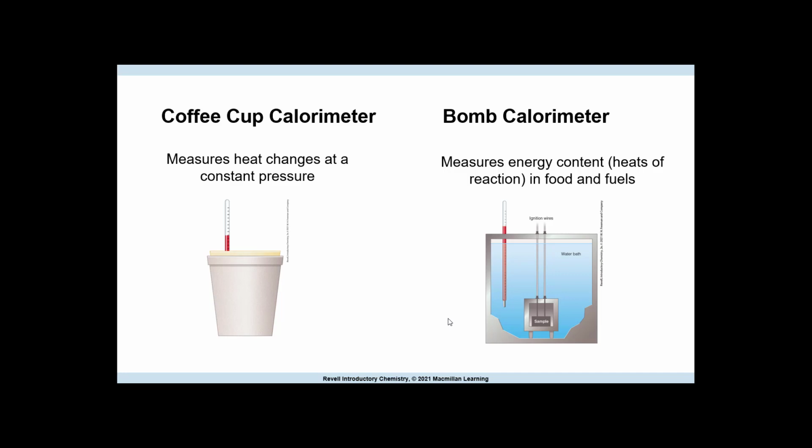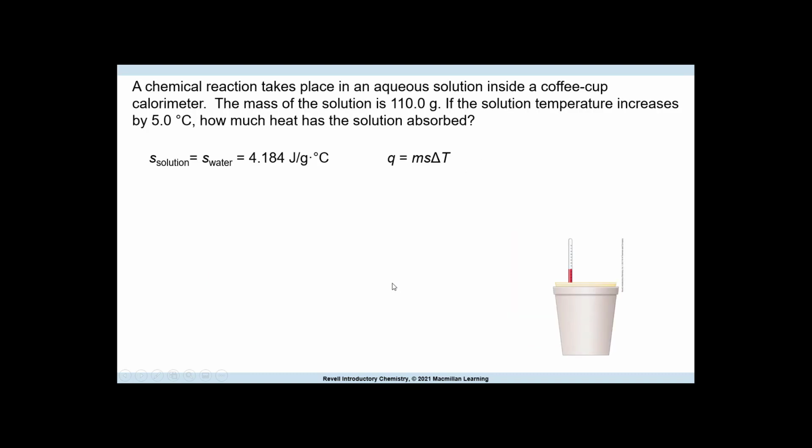Okay, so here is a coffee cup calorimeter, which measures heat changes at constant pressure, and a bomb calorimeter, which measures energy content and heats of reaction in food and fuels. So if you ever want to know how many calories are in food, this is how they determine it. They determine it by doing a combustion reaction and determining how much energy is given off. All right, so let's take a look at some problems.